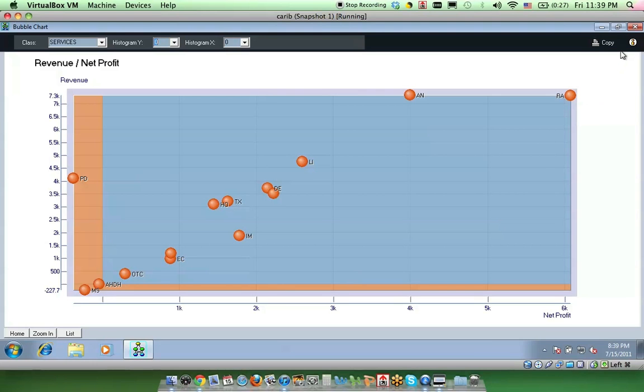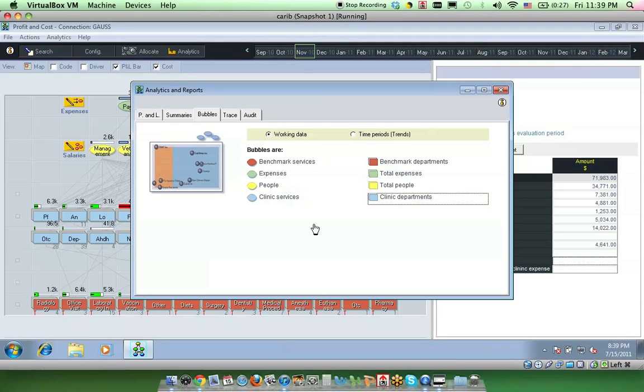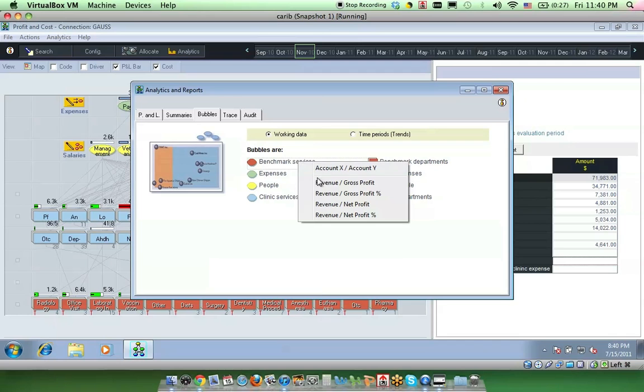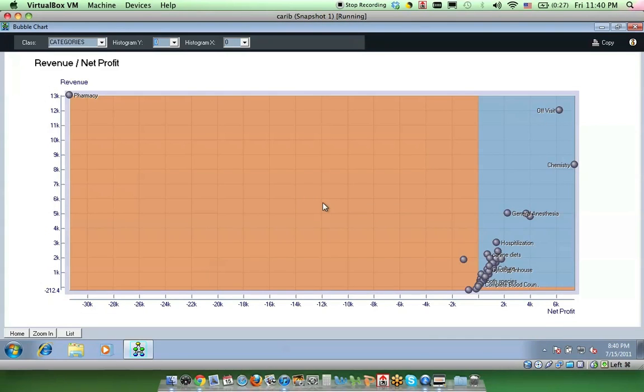So I'm going to click out of this by going to the X on the upper right side, and let's do a bubble analysis on benchmark services. Now once again, I'm going to go back to revenue and net profit. Benchmark means how the analytics tool has taken the Intravet departments and categorized them through business analytics into various standard clusters of services. And here we see the clusters of services for this veterinary hospital for the month of November.